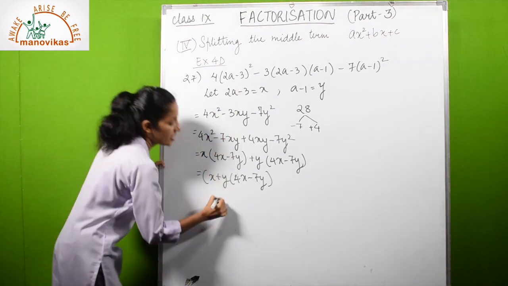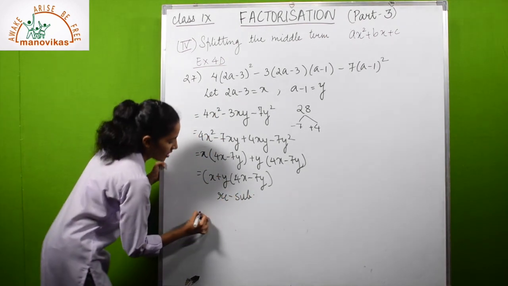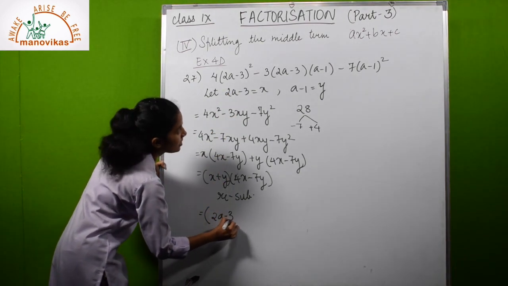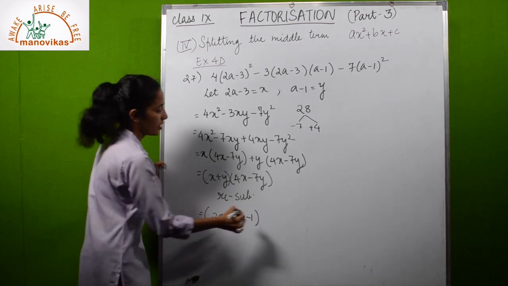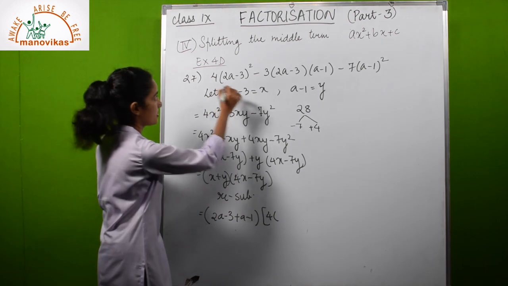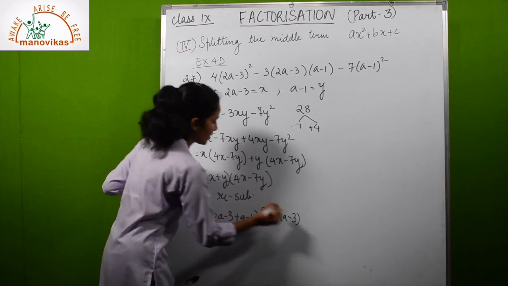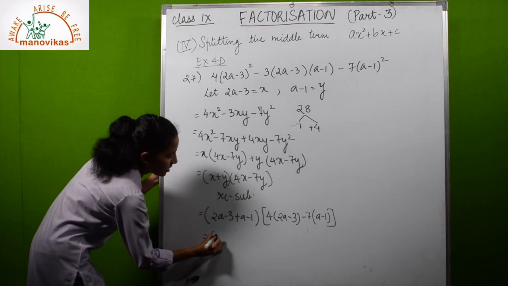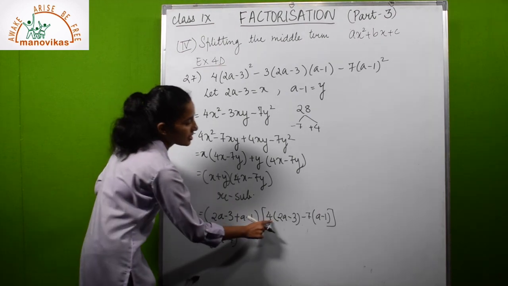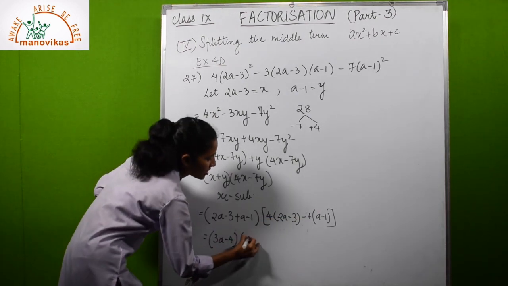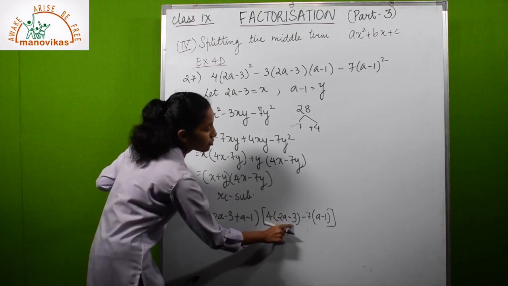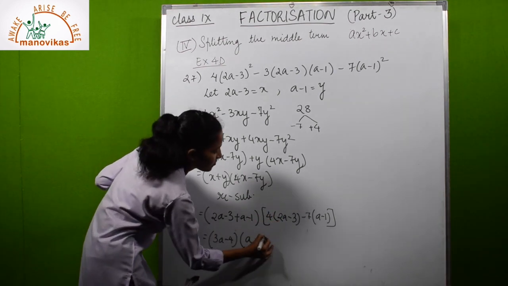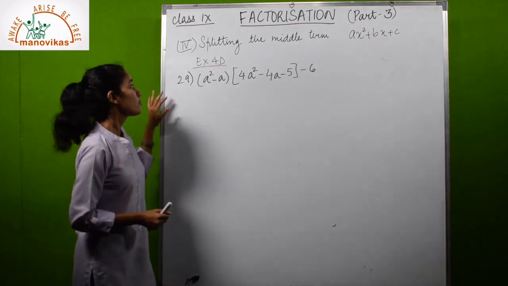Do not forget to resubstitute. So resubstituting, I get x plus y as 2a minus 3 plus a minus 1. And for the next one, 4 into x, that is 2a minus 3, and minus 7 times y, a minus 1. So this will be 3a minus 4, and this is 8a minus 7a, which is a, and then you have minus 12 plus 7, which will be negative 5. That is the answer.